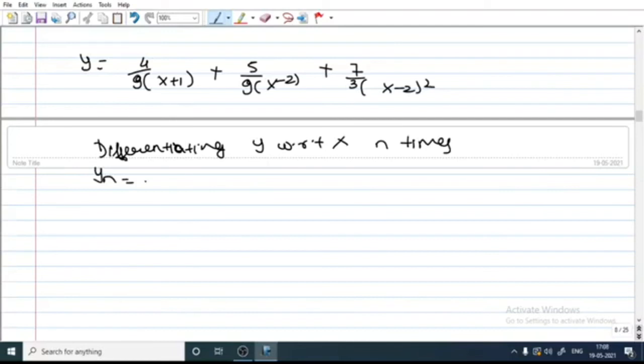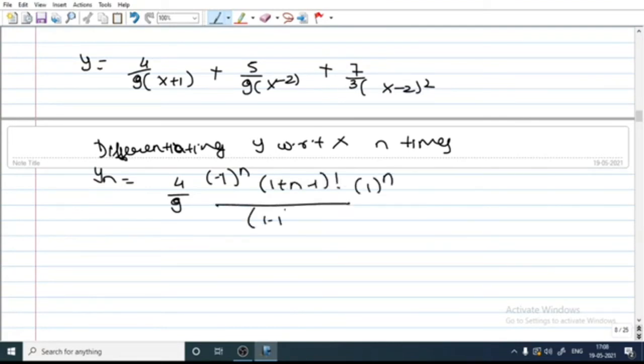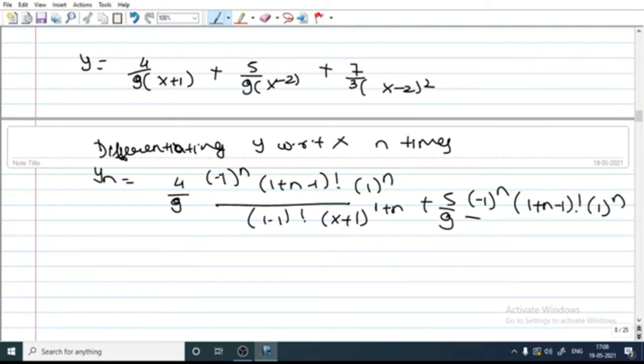So yn is nothing but 4 by 9. If I differentiate this, we are going to have minus 1 power n into 1 plus n minus 1 factorial into 1 power n the whole upon 1 minus 1 factorial into x plus 1 the whole power 1 plus n. We have differentiated; 5 by 9 will be as it is. If I do minus 1 power n into 1 plus n minus 1 factorial, into 1 power n the whole upon 1 minus 1 factorial into x minus 2 the whole power 1 plus n.